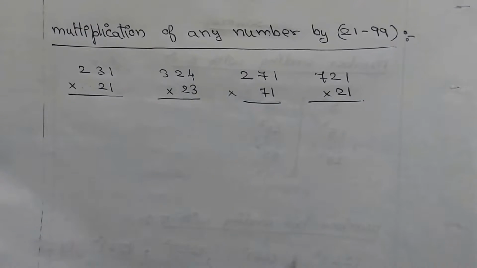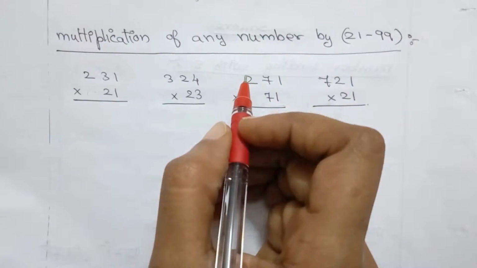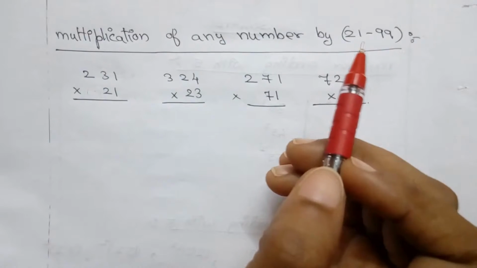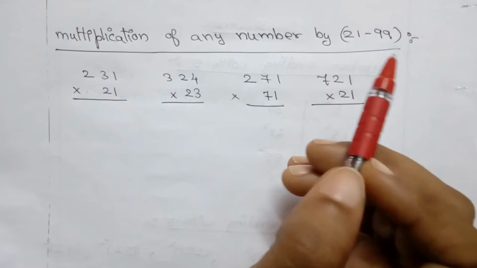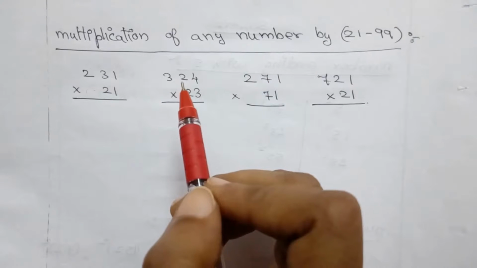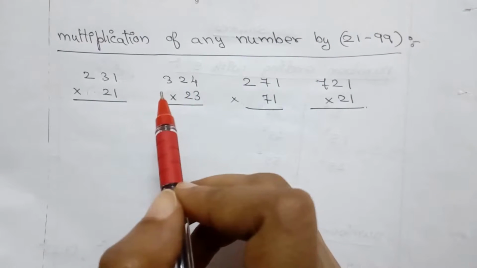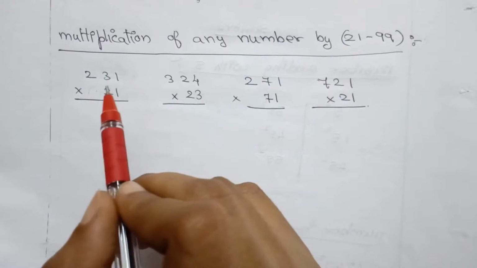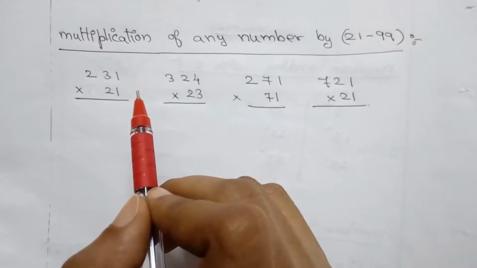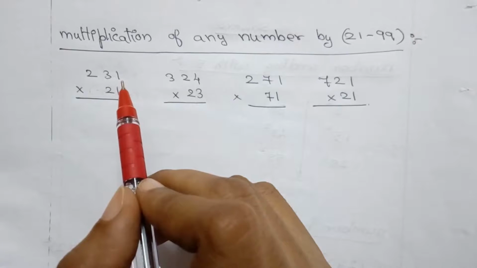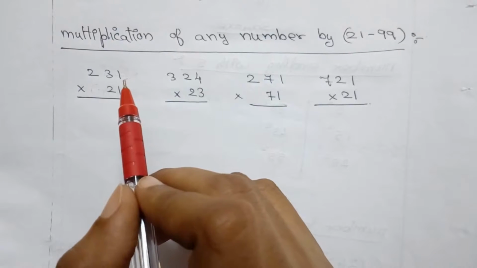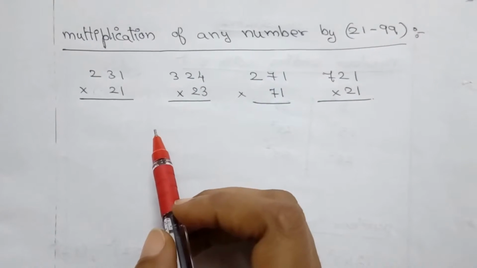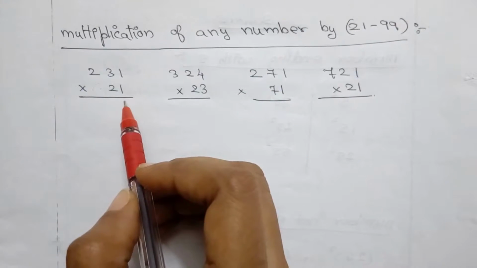The next topic will be multiplication of any number by 21 to 99. You can choose any of these numbers to multiply with any number. Basically this trick works starting from 3-digit numbers. If you have a 2-digit number, then you can use the 2 into 2 multiplication method, which I have explained already. So let's start with the first example.